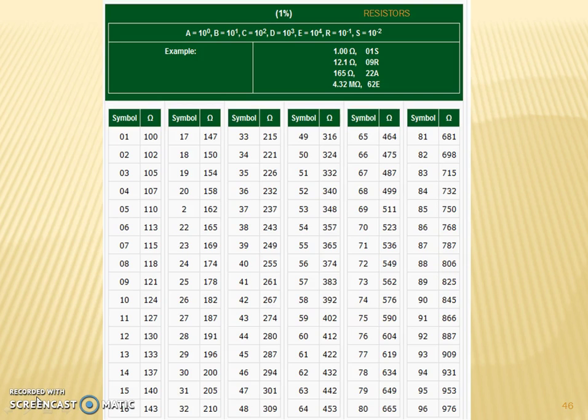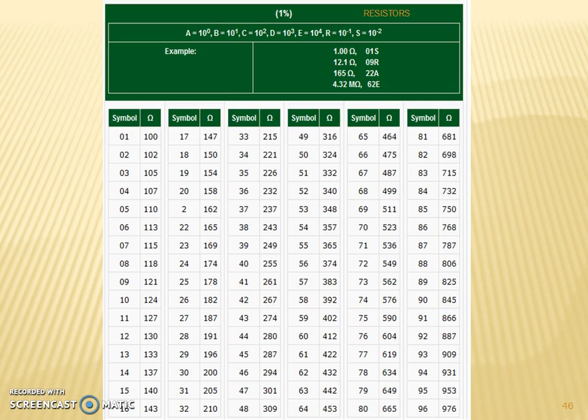So over here 121 corresponds to 09, and 10 raised to minus 1 corresponds to R. So the 3-digit code is 09R.